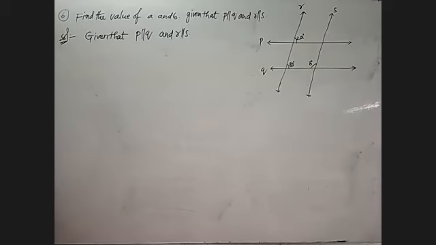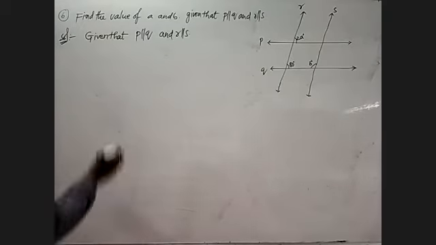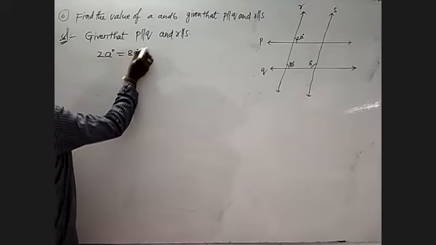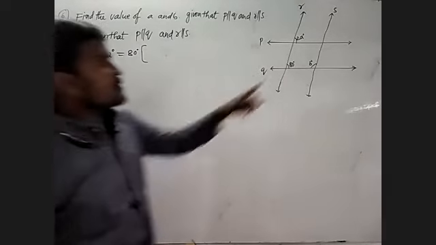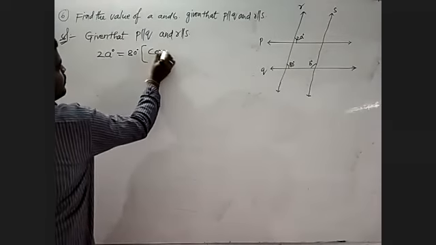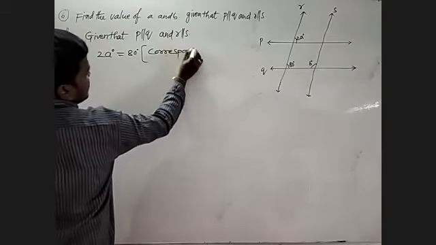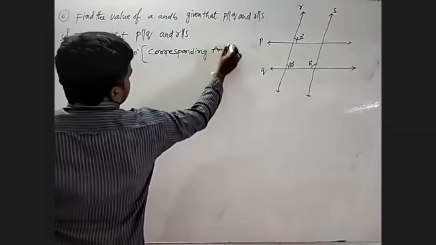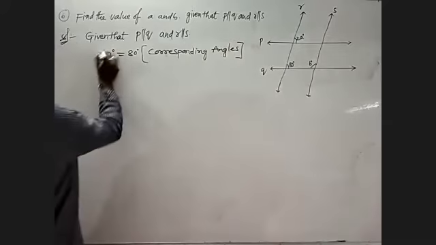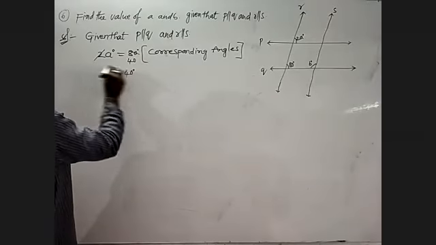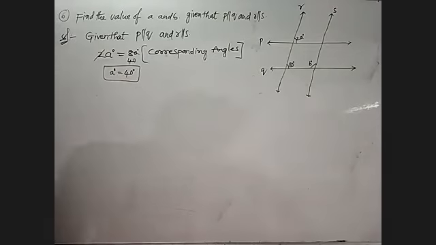Here, first I will write 2a degrees is equal to 80 degrees. Why? Because both are corresponding angles. That is, 2a is 80 degrees, so a degrees is equal to 40 degrees.